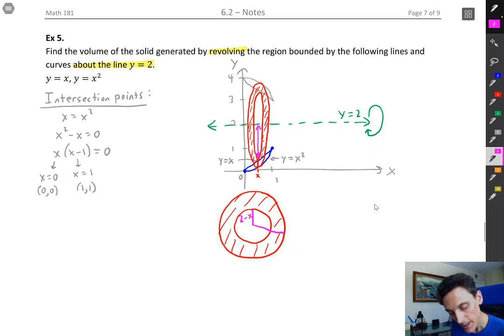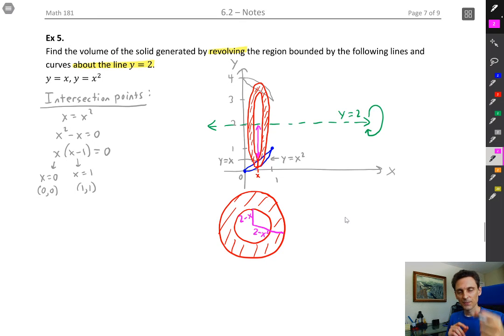Okay, so let's look at the outer radius now. For the outer radius, the center of the outer circles is still going to be y equals 2, but now the outside of the outer circle is going to be given by the y equals x squared curve. Right? So if we're going to try to figure out the outer radius, it's going to be the y value up here, which is y equals 2, minus the y value down here, which is given by x squared. So the outer radius will look like 2 minus x squared.